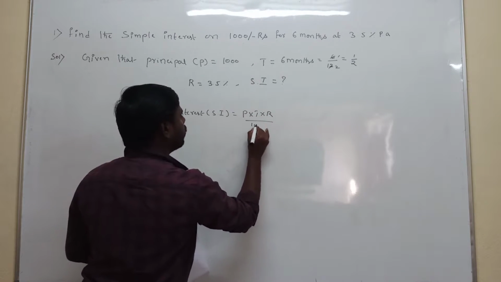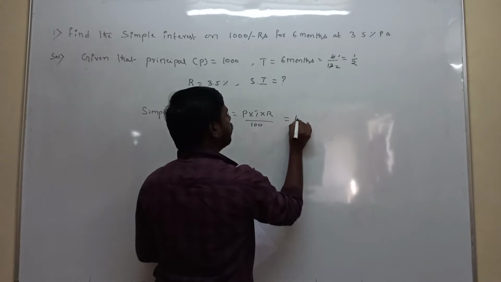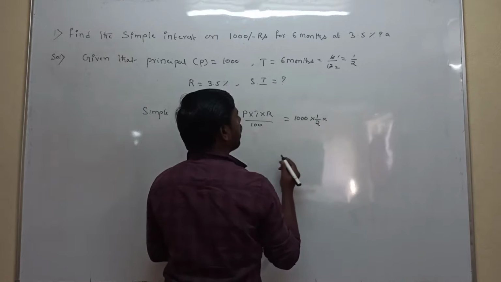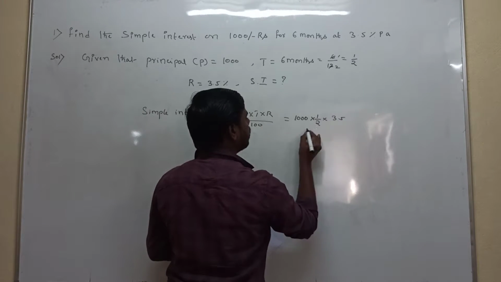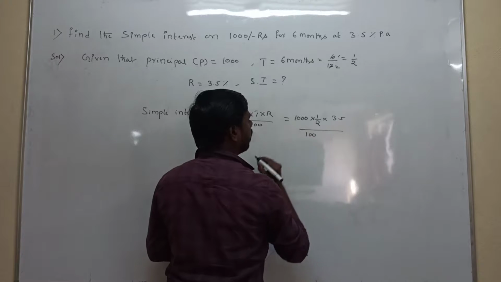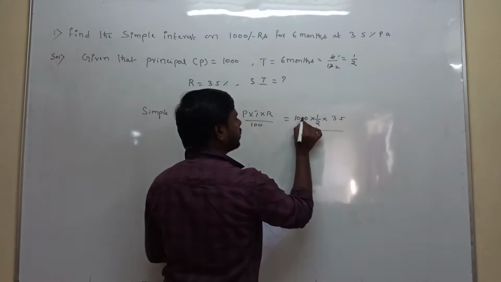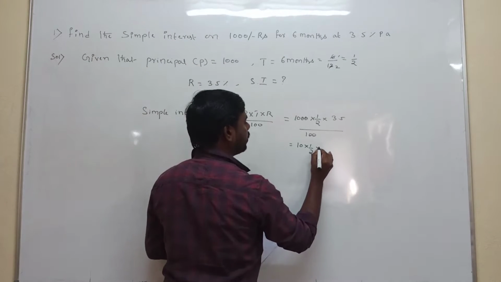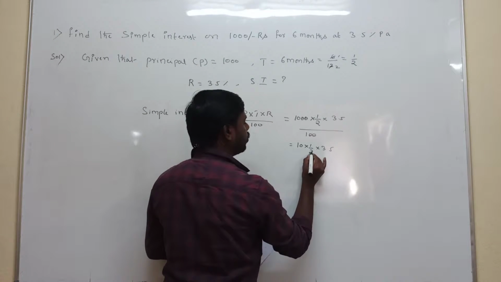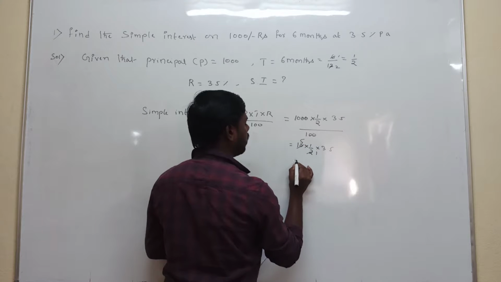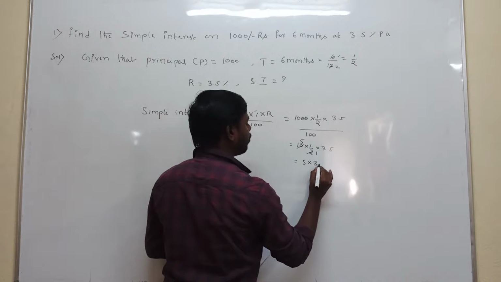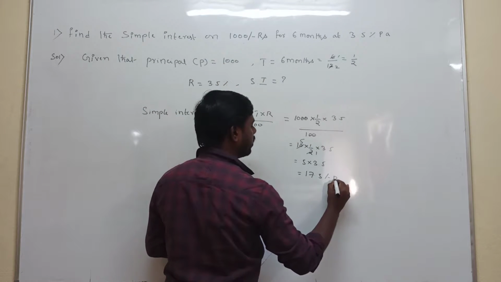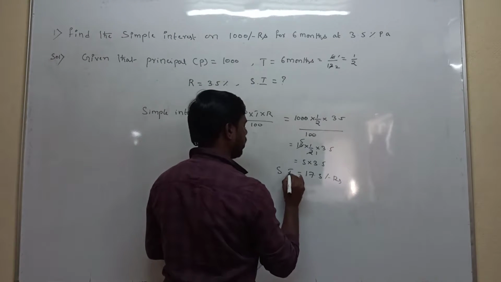So substitute the values. What is the P value? 1000 rupees. T value is 1 by 2. R is 3.5 divided by 100. Now these 2 zeros get cancelled. Remaining value is 10 into 1 by 2 into 3.5. 2 1 ja 2 5 ja. So 5 into 3.5 is 17.5 rupees per year. This is the required simple interest.